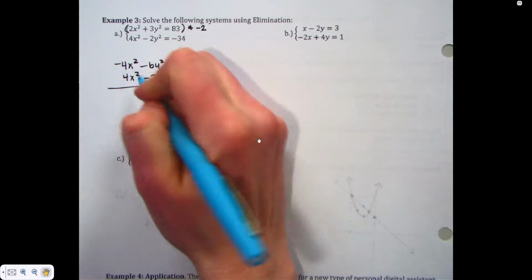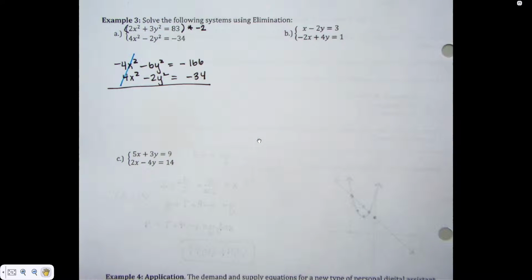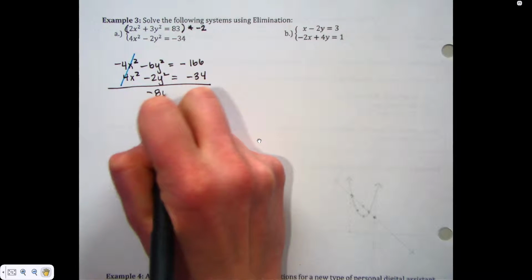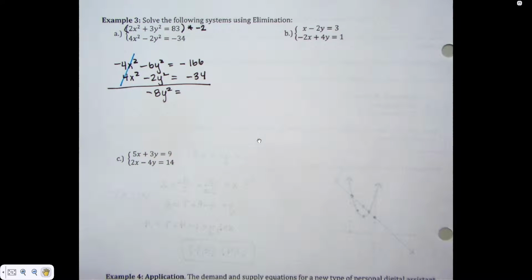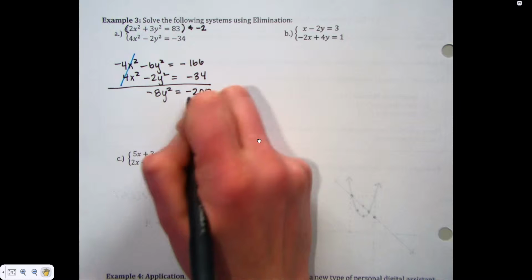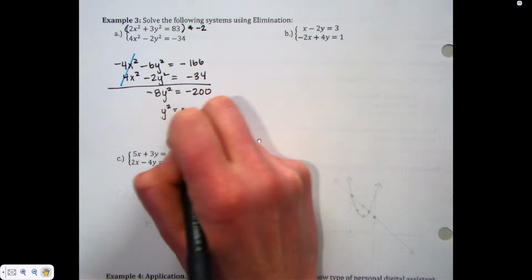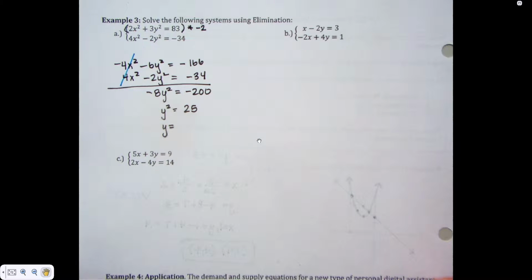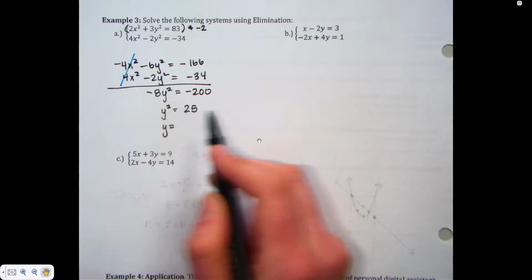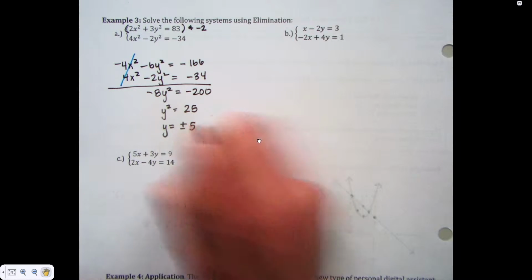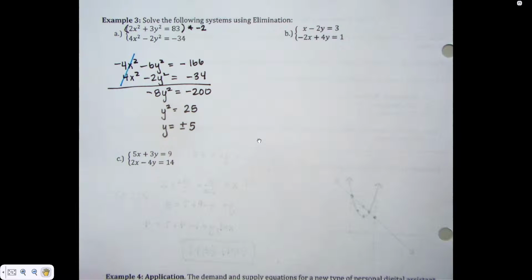Now, when I go ahead and add my equations together, I'm going to cancel out my x squared terms, and I'll be at a point where I could solve for y. I'll have one equation with one variable. And if I add that together, I get -200. Divide out the -8, and you're at 25. So I get y equals, be careful, when you have a squared equation and you're taking the square root of both sides, you're going to actually get 2 solutions, plus or minus 5.